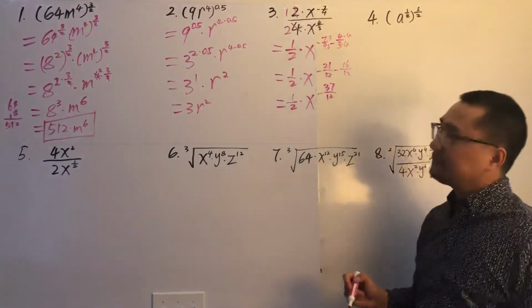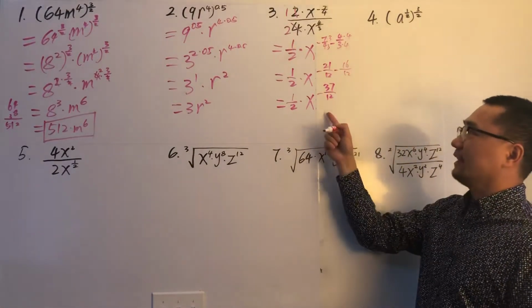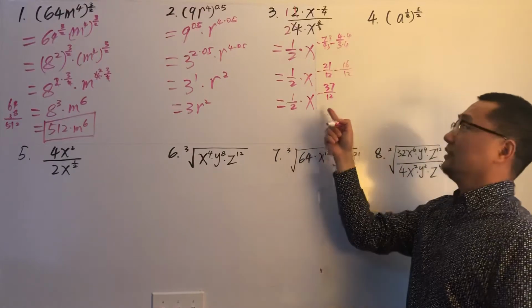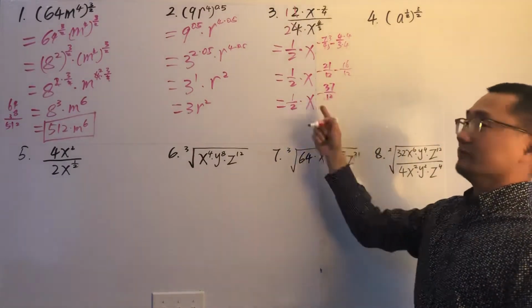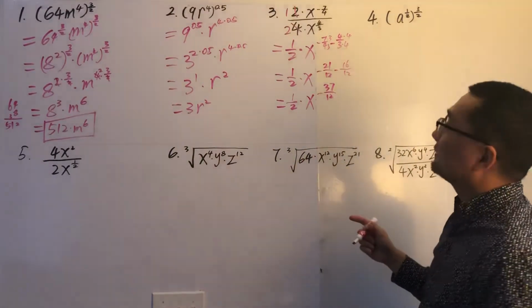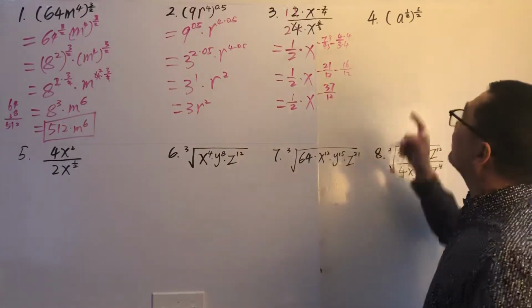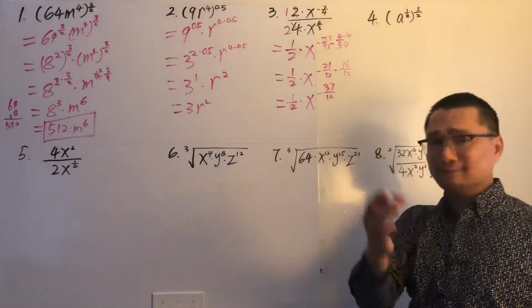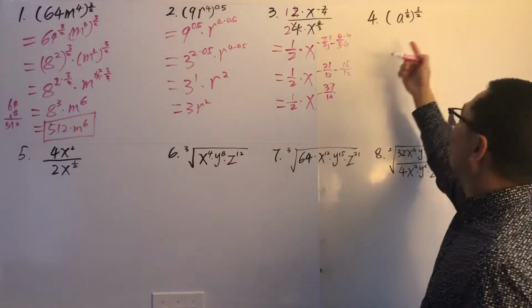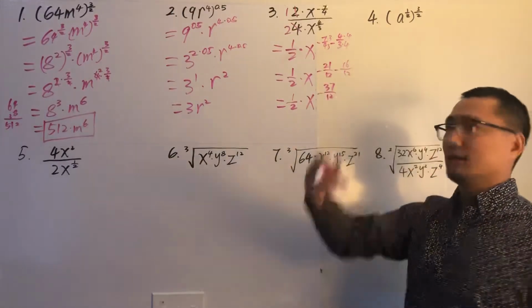Okay? So now that is the answer. This is already simplified, you cannot do anything else. Okay, that's number 3. So number 4, this one is easy. Yeah, that's the easiest one, I think, because you just use the multiply properties.